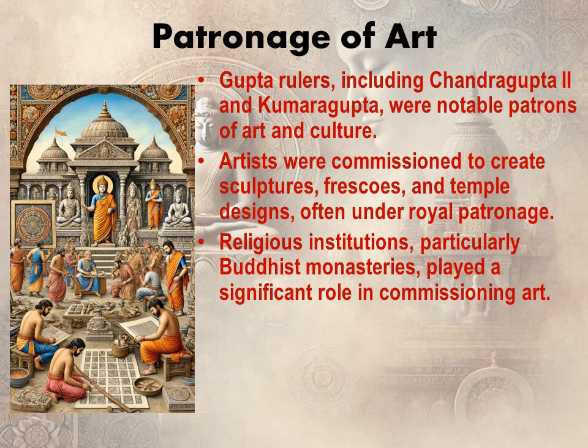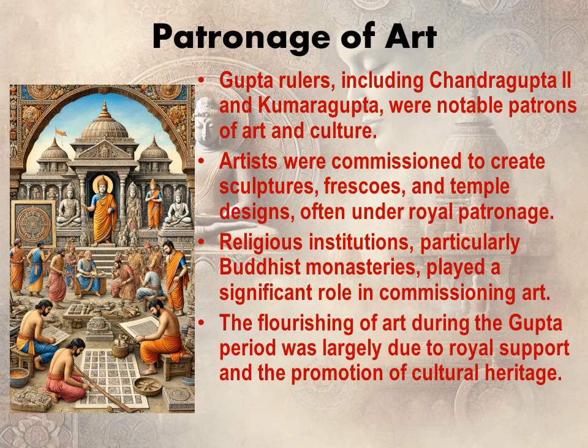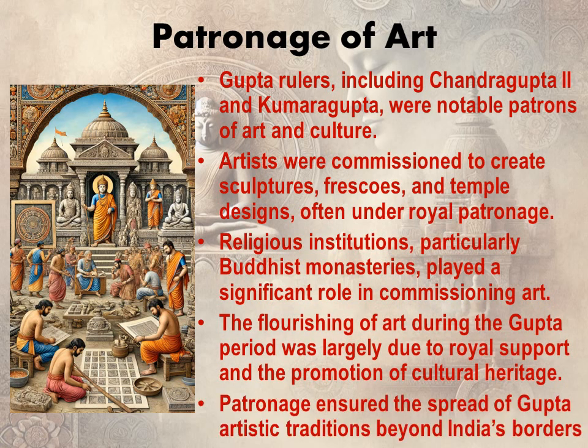Religious institutions, particularly Buddhist monasteries, played a significant role in commissioning art. The flourishing of art during the Gupta period was largely due to royal support and promotion of cultural heritage. Patronage ensured the spread of Gupta artistic traditions beyond India's borders.